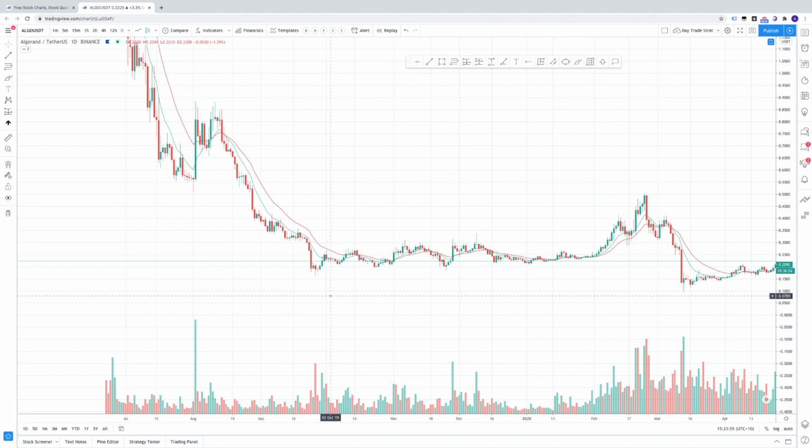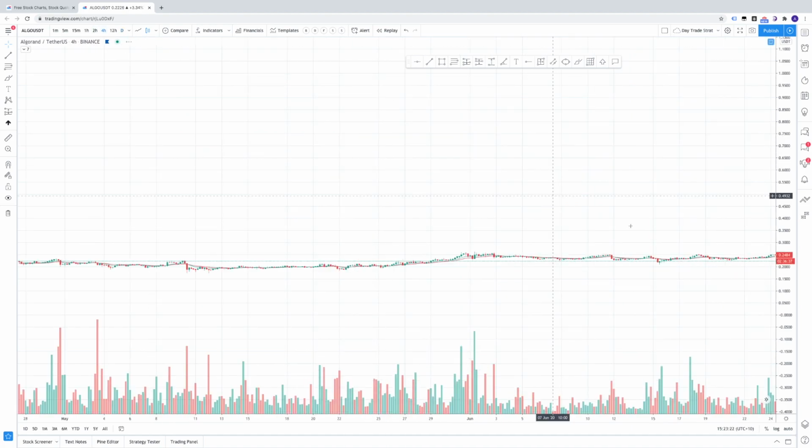Now, as this is a day trading strategy, we want to use this on somewhere between the 1 to the 4 hour time frames. I personally prefer to use it around the 2 hour, but 2 to 4 hour is ideal. Because the 4 hour time frame is more popular, I'll be using that for this video.